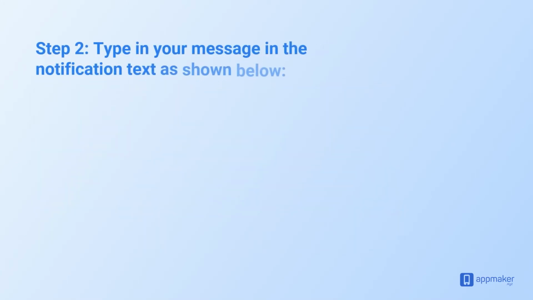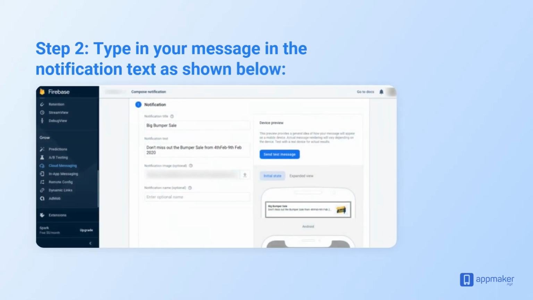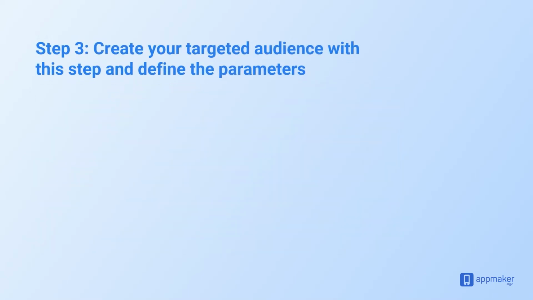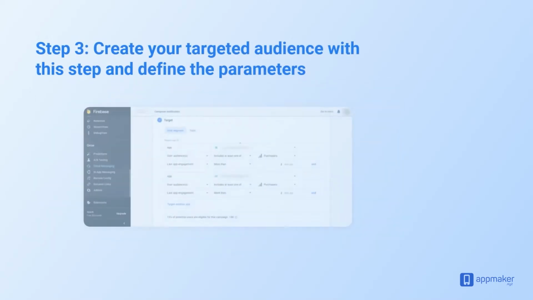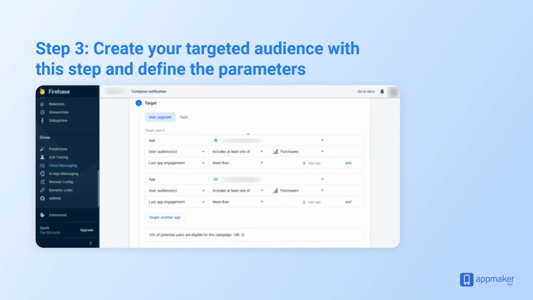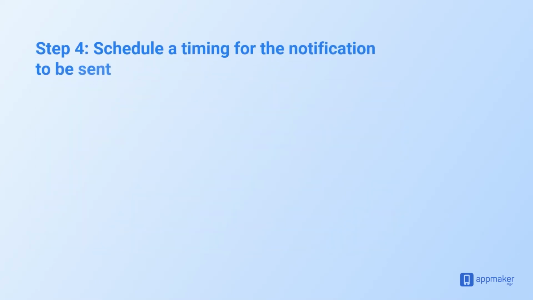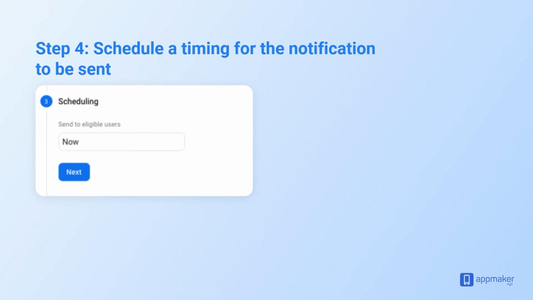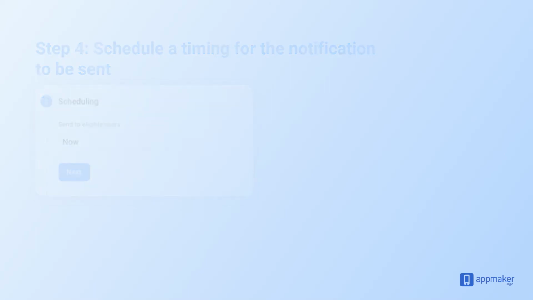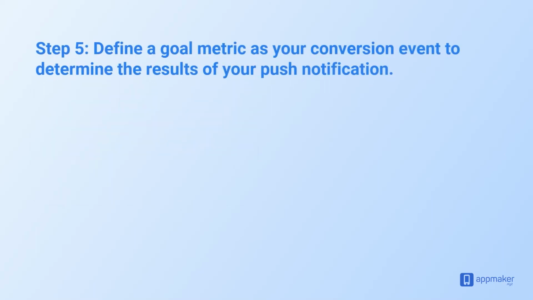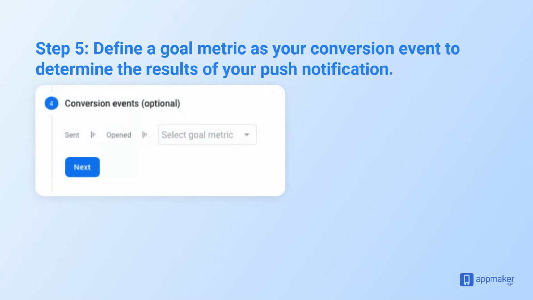Step 2. Type in your message in the notification text as shown below. Step 3. Create your targeted audience with this step and define the parameters. Step 4. Schedule a timing for the notification to be sent. Step 5. Define a goal metric as your conversion event to determine the results of your push notification.